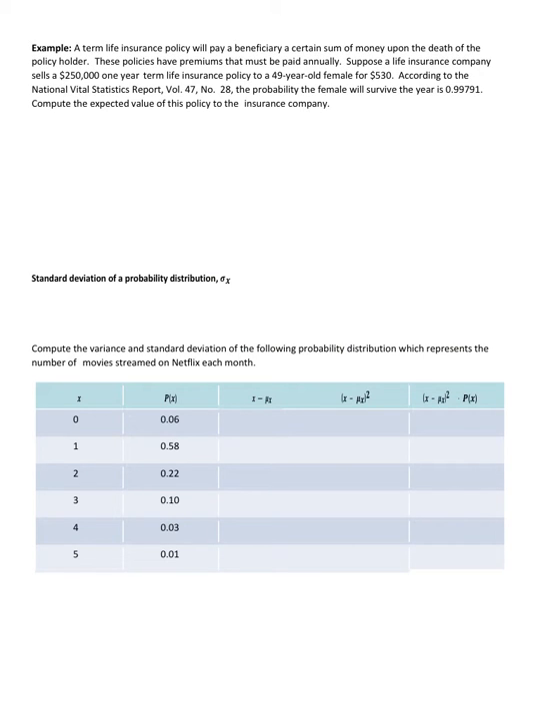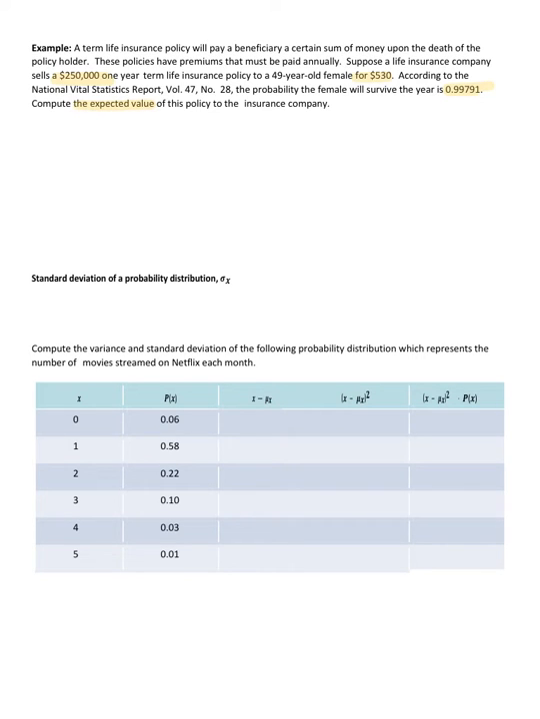All right, example. A term insurance policy will pay a beneficiary a certain sum of money upon the death of the policyholder. These policies have premiums that must be paid annually. Suppose a life insurance company sells a $250,000 one-year term life insurance policy to a 49-year-old female for $530. I always like to highlight things that I think are going to be important. According to the National Vital Statistics Report, the probability that the female will survive that year is 0.99791.